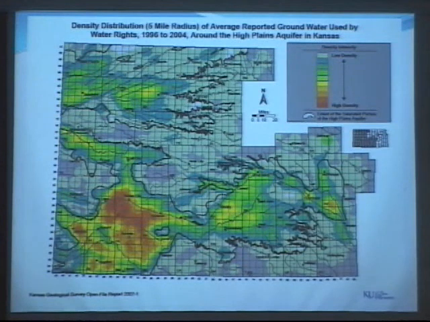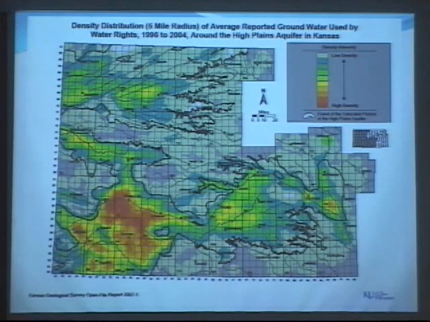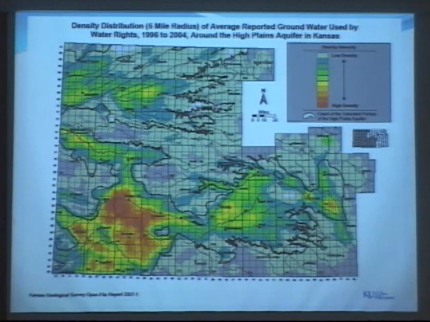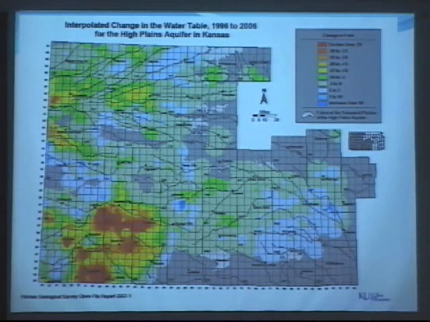This is just an indication of how closely spaced wells are. It's a density distribution within a 5-mile radius. So the darker the color, the more intensely those areas are being irrigated or pumped. And I think this is about the last one.